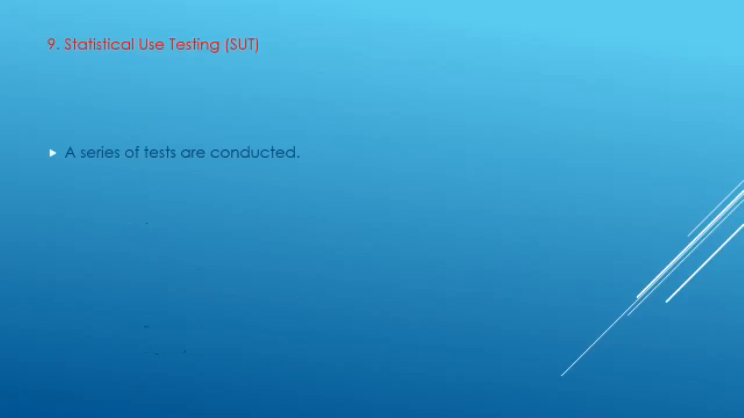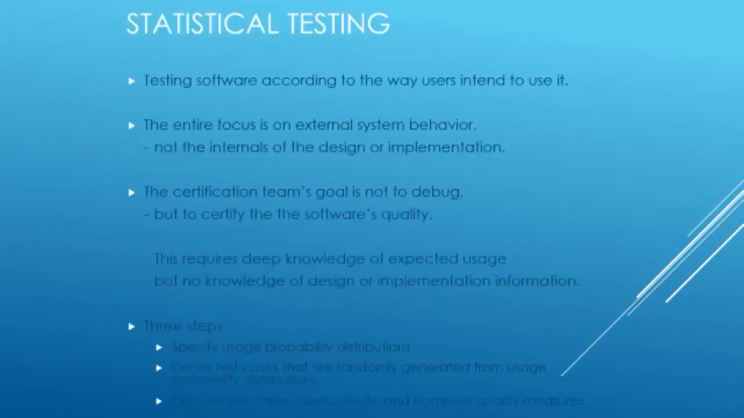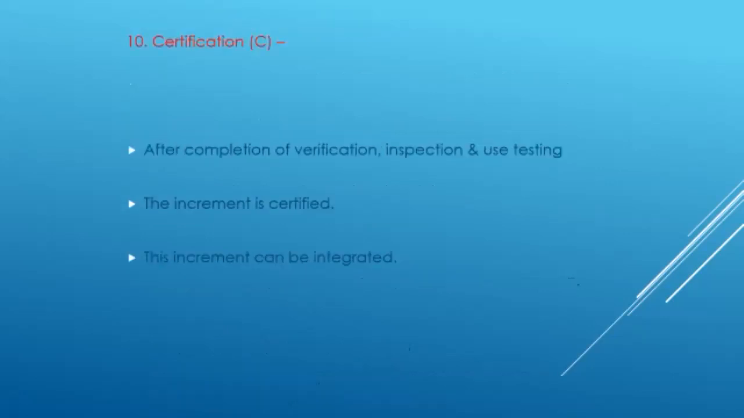A series of tests are conducted. Statistical testing: testing software according to the way users intend to use it. The entire focus is on external system behavior, not the internals of the design or implementation. The certification team's goal is not to debug but to certify the software's quality. This requires deep knowledge of expected usage but no knowledge of design or implementation information.